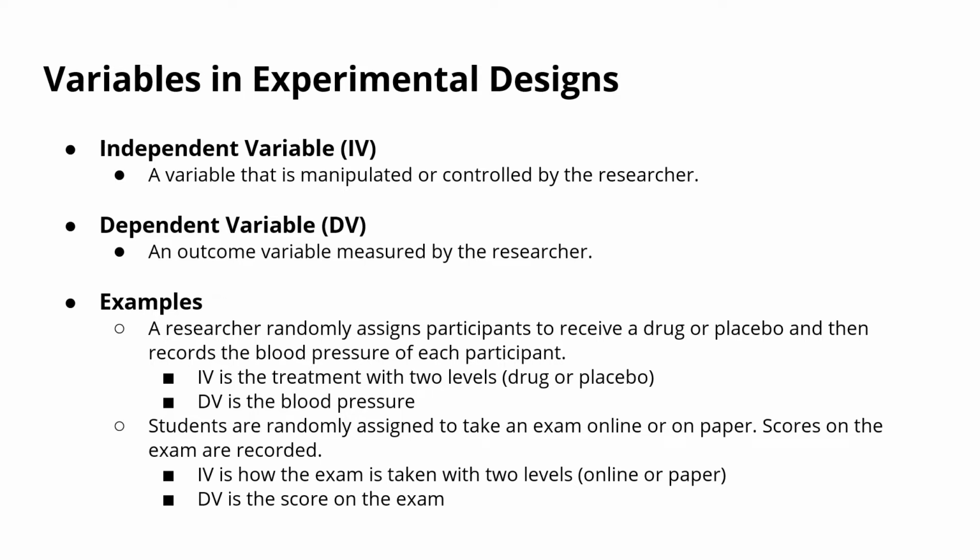As another example, we have students who are randomly assigned to take an exam, either online or on paper. And the researcher then records scores on the exam. In that case, our independent variable would be which group they're assigned to in terms of how they take the test, either online or paper. So there are two levels of that independent variable. And the outcome variable is the score on the exam. And that's our dependent variable.